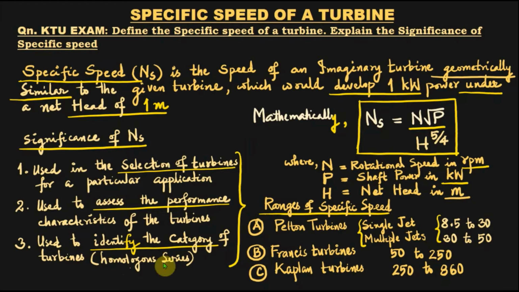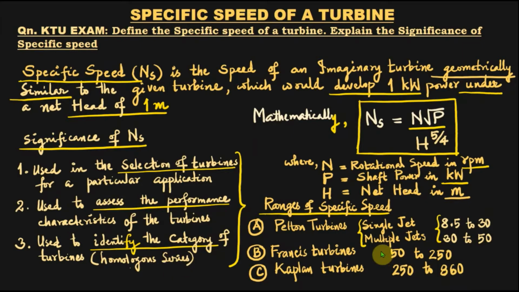Turbines which have common characteristics or which are geometrically similar are grouped in the same family called homologous series. The turbines from the same homologous series will have common characteristics.